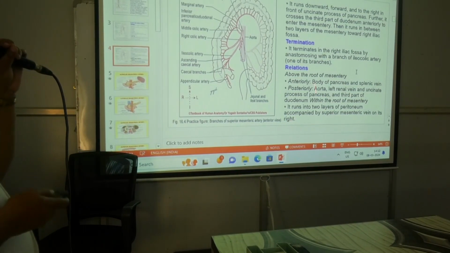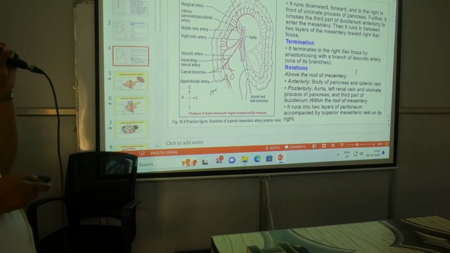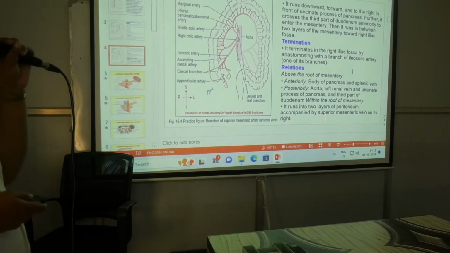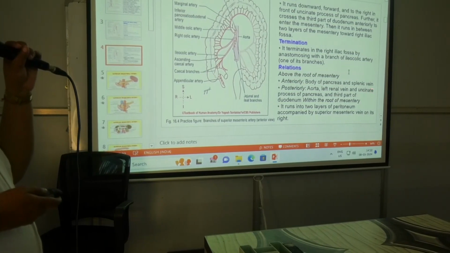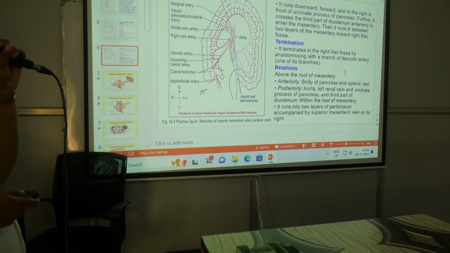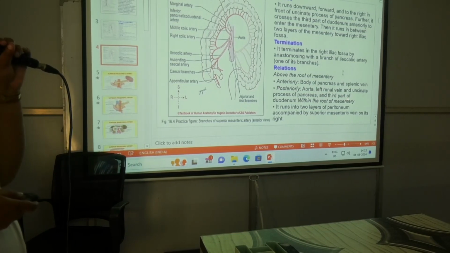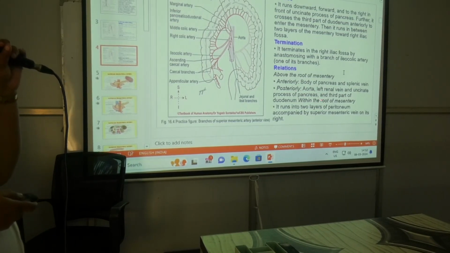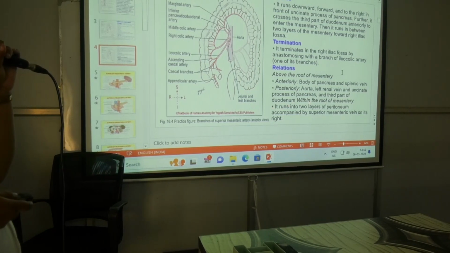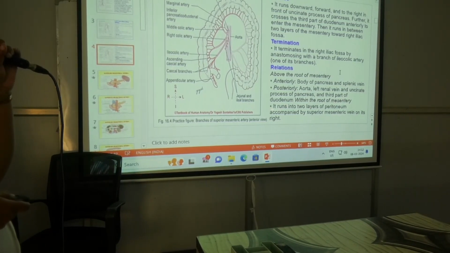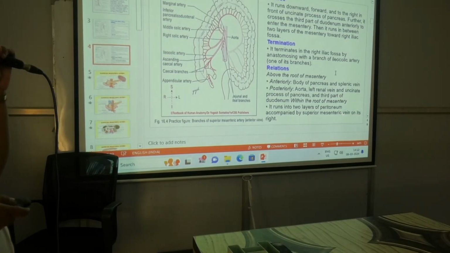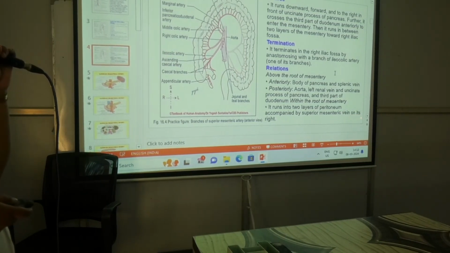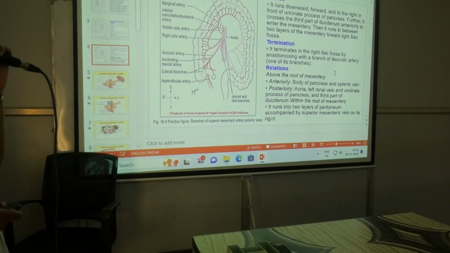What are the relations? Above the root of the mesentery, the relations are: anteriorly there is the body of pancreas and splenic vein. Posteriorly, aorta, left renal vein and uncinate process of pancreas and third part of duodenum. Within the root of the mesentery, it runs between two layers of peritoneum accompanied by the superior mesenteric vein on its right side.